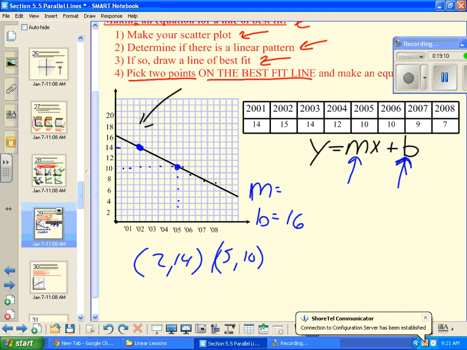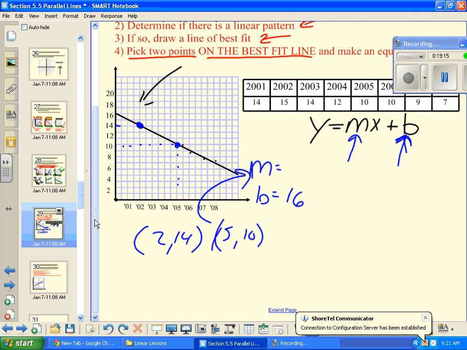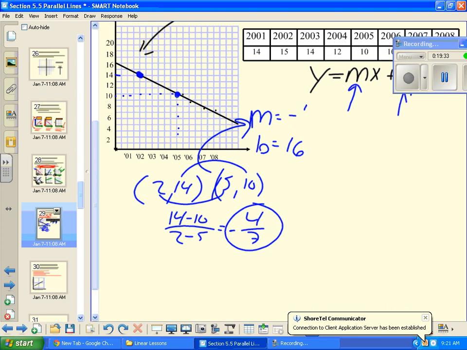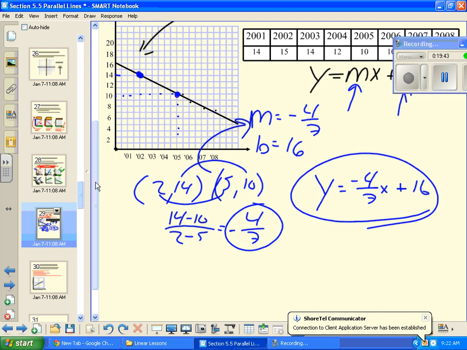Again, if I have 2 points on my line, I can use that to find my slope. I just do my subtraction, subtract the y coordinates, subtract the x coordinates. 14 minus 10 over, in this case, 2 minus 5. 14 minus 10 gives me 4. 2 minus 5 gives me -3. So it'd be -4/3 for my slope. And I said that my y-intercept was 16. So again, we can make an equation: y = -4/3 x + 16. There's the equation for my line of best fit.